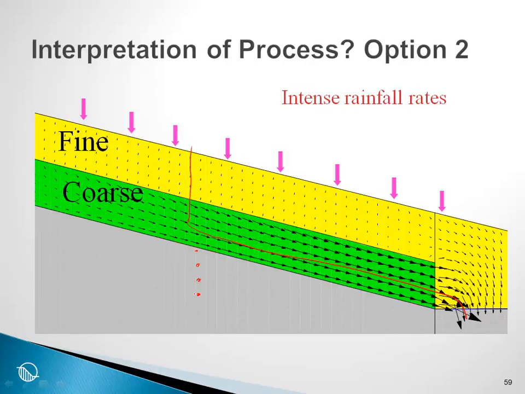But in an arid area, a region of the world where rainfall rates are quite small, then we should select a design with the fine material over the coarse material, because that would be the most effective for most of the time to carry away any precipitation that infiltrates the layered system.